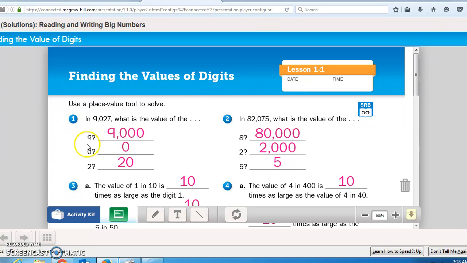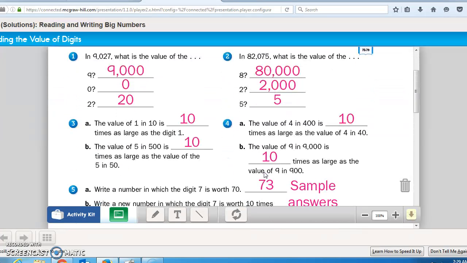Hopefully when you checked your answers, you realized that the 9 is in the thousands place, so 9 times 1,000 is 9,000. The 0 is in the hundreds place, and 0 times 100 is 0. 2 is in the tens place, and 2 times 10 is 20. In the next problem, you should have noticed that the 8 is in the 10,000s place, so 8 times 10,000 is 80,000. The 2 was in the thousands place, so 2 times 1,000 is 2,000. And the 5 was in the ones place, so 5 times 1 is 5.